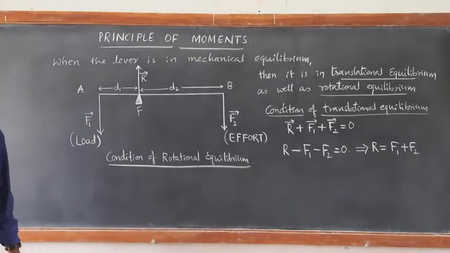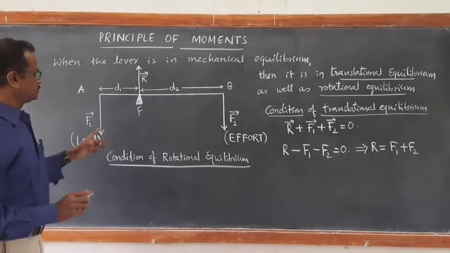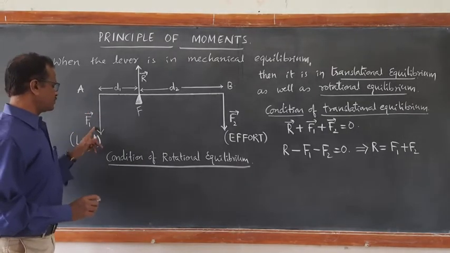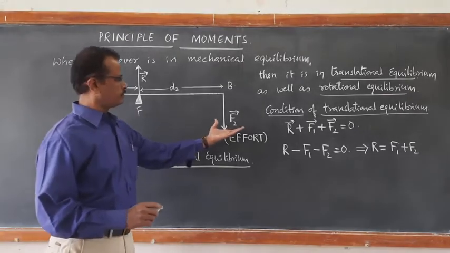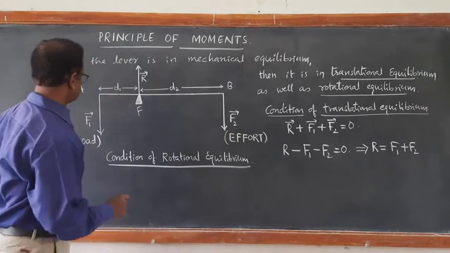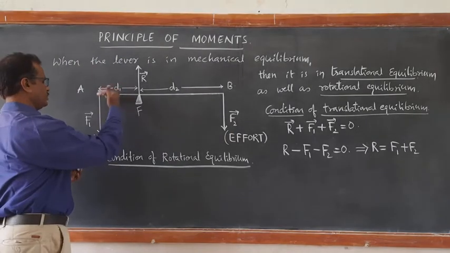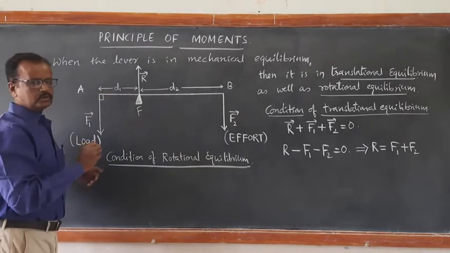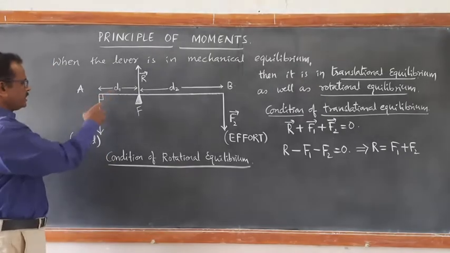The sum of the torques must be equal to 0. What are the torques here? Look at this. There are two torques. One is the torque due to force F1, that is the load. Another one is the torque due to force F2, that is the effort. So the torque due to F1 is D1 cross F1. If you look at this, the angle between them is 90 degrees. So D sin theta, D sin 90 becomes D. So it becomes D1 F1.